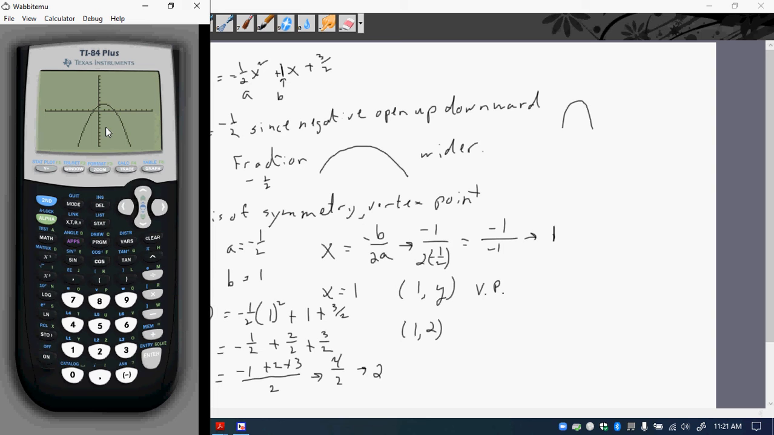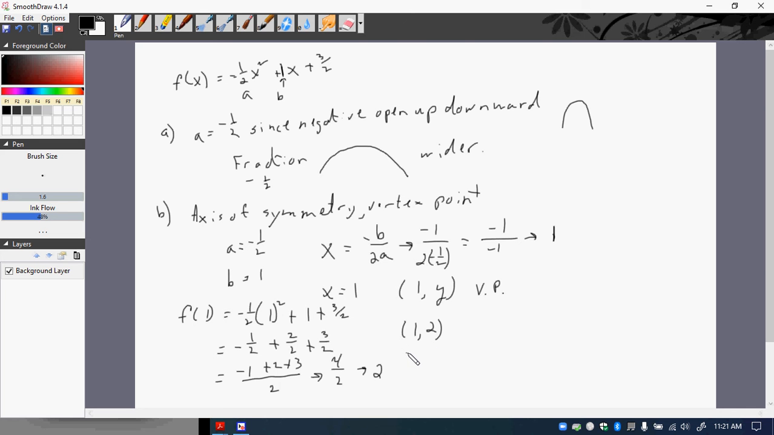And I want to know the vertex is here. That's going to be my maximum. So second calc, I'll go to the maximum, which is 4. Put my cursor on the left, hit enter. Put my cursor on the right, hit enter, and then enter again. And so it tells me it's at 1, 2. It's exactly what I got here. I just ignore this 0007. This calculator is trying to be very accurate, but 1, 2 is the best we really need.